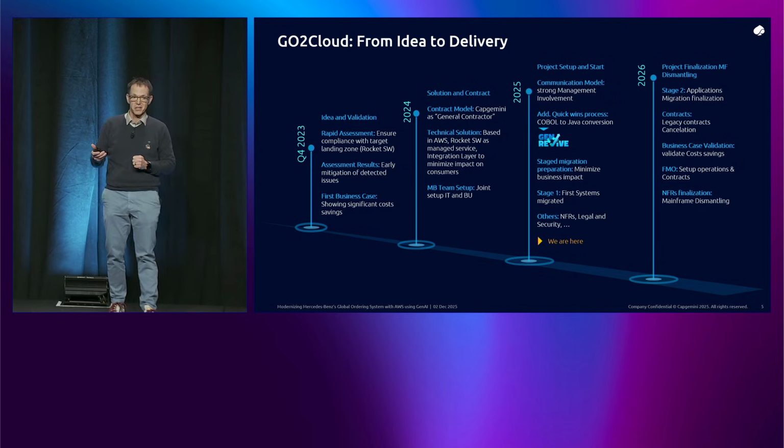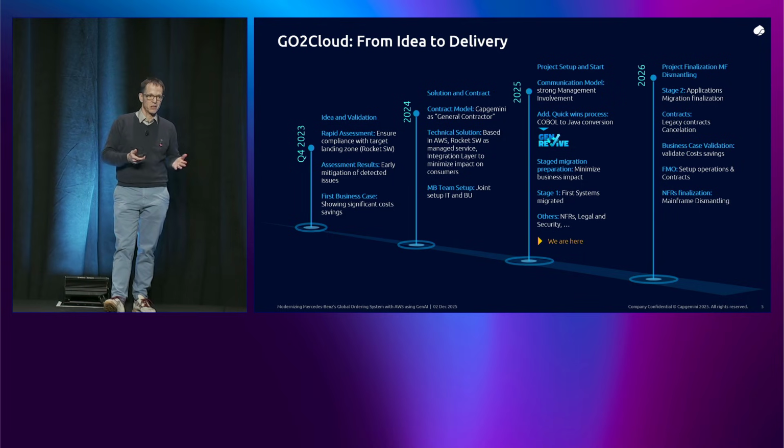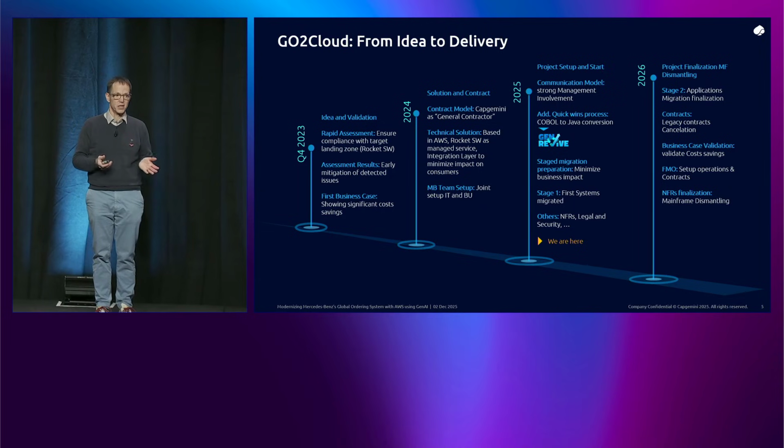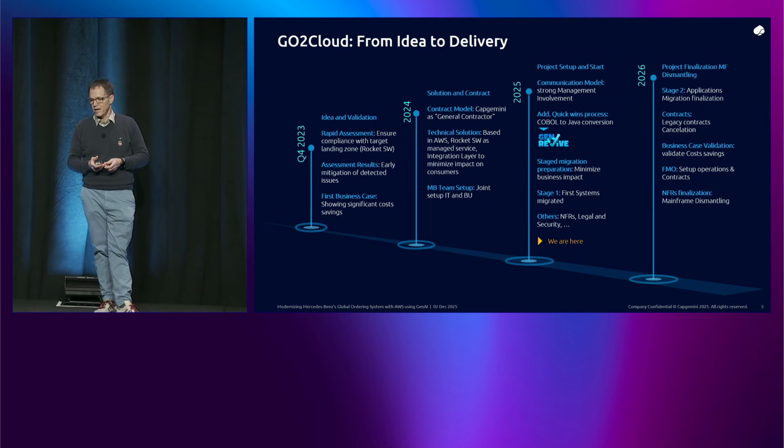And for 2026, we still have a way to go. We will migrate the full-size application. We'll have to cancel all our legacy contracts, make sure that the business case really is implemented and realized and the savings really come. And of course, set up the future mode of operations on the new platform with the new partners. And finally, fully dismantle the mainframe, which is super important in terms of really getting rid of the cost.